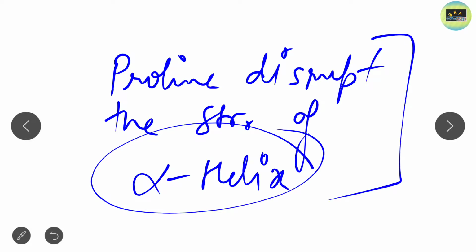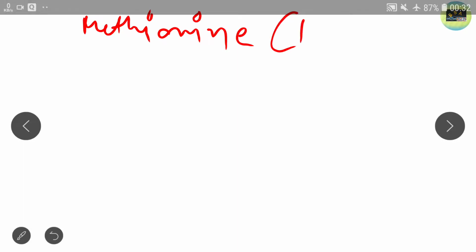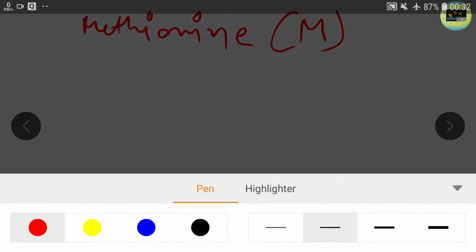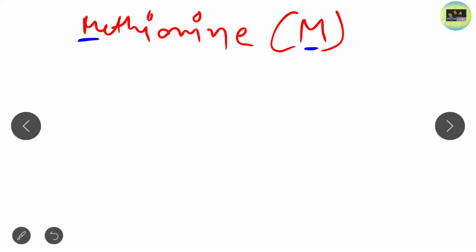Now next is methionine. See, this is the structure of methionine. What will be the single letter code for methionine? The single letter code for methionine is M. M for methionine. Just look at the structure of methionine. Very simple structure: that is C alpha, COO minus, this is hydrogen, and this is NH3 plus.